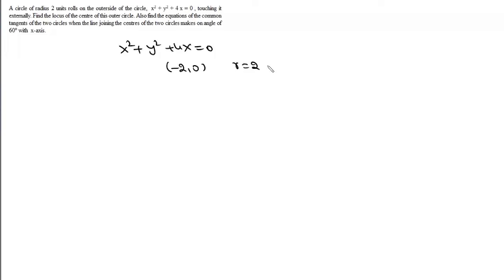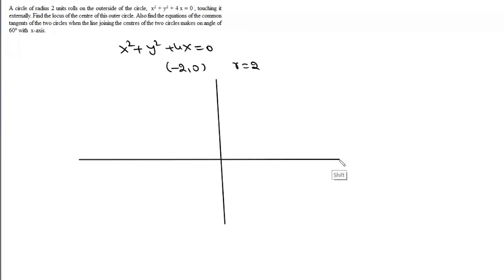So we have our coordinate axis, and then we have this circle with center at (minus 2, 0) and radius equals 2 units.